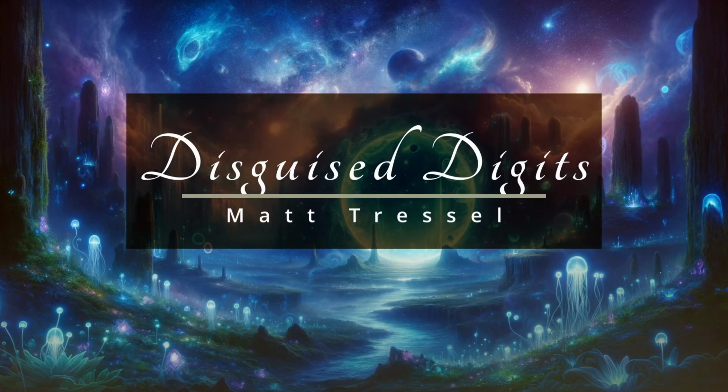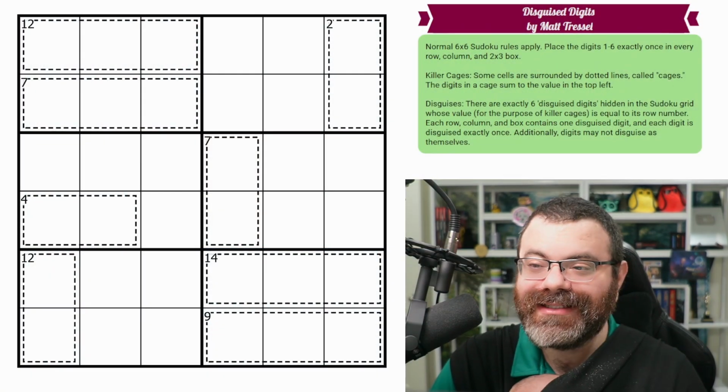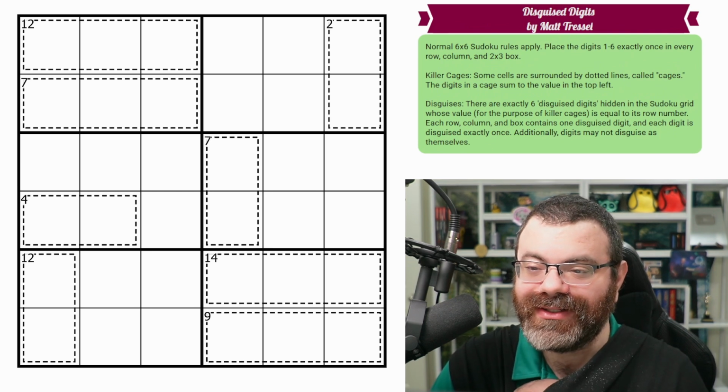Hello, let's continue our Sudoku adventure with our spooky Halloween puzzles. This is Disguised Digits by Matt Tressel.